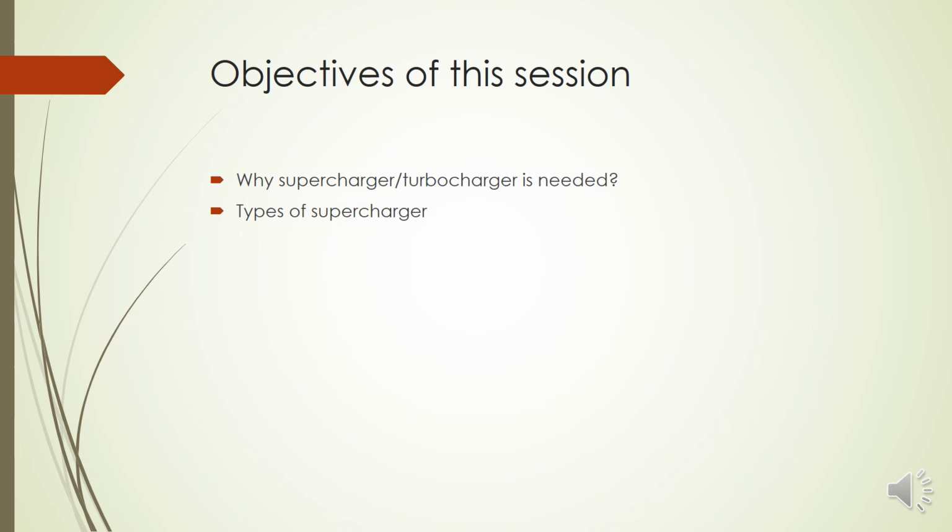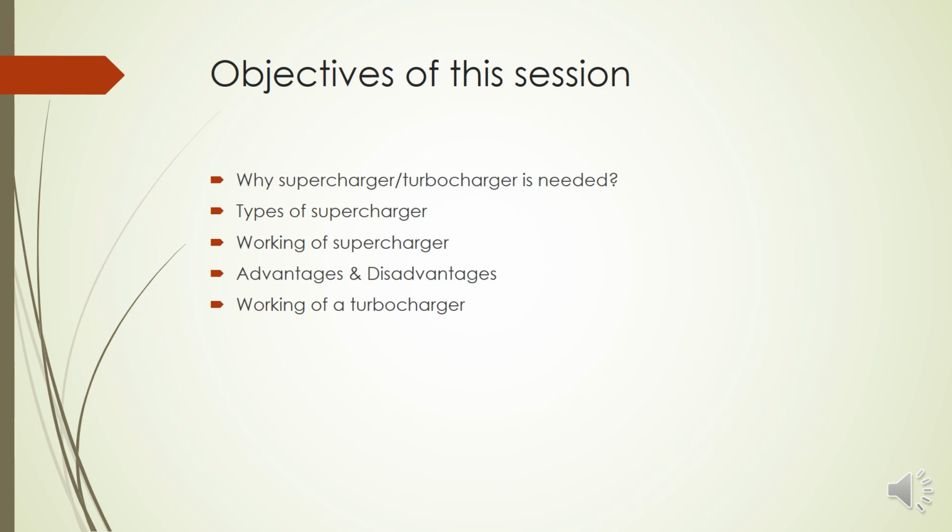Then we will discuss the types of supercharger, different types we are using in commercial vehicles. The working of supercharger also we will discuss. Then we will have the advantages and disadvantages of supercharger. Working of turbocharger and what is the difference between supercharger and turbocharger, that also we will discuss. And finally, the applications where this is applied in commercial vehicles. So these are the objectives of this session.